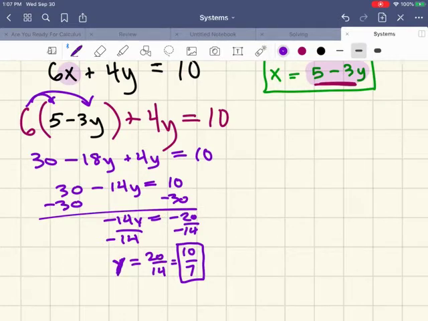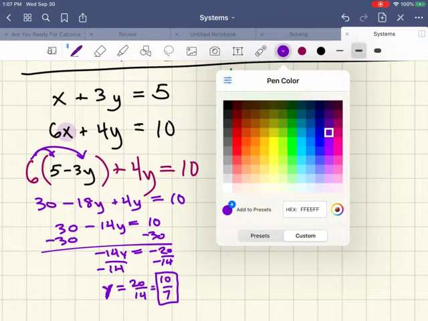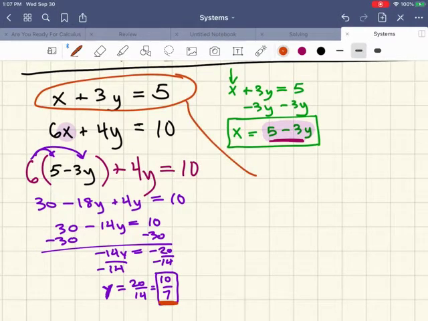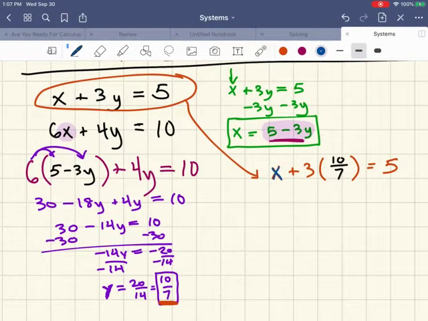Now that's not the nicest looking number, right? I'm sure you don't like fractions as much as I do. So now I'm going to take that number and I'm going to plug it into one of the two original equations. I'm going to plug it into the first one. That's x plus 3 times that number equals 5. Now I have an equation with x in it only. So I'm going to multiply.